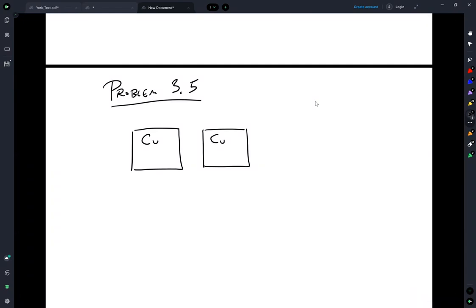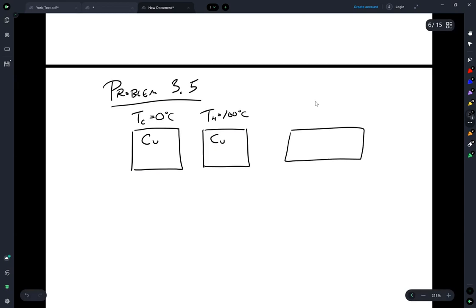One is cool, I'm going to call this TC, equal to 0 Celsius, and one hot is equal to 100 degrees Celsius. If you take these and you put them together, this is 1 mole. What is the final temperature?